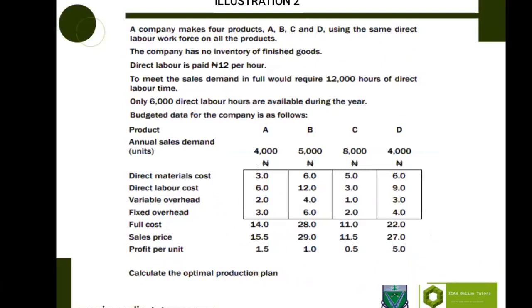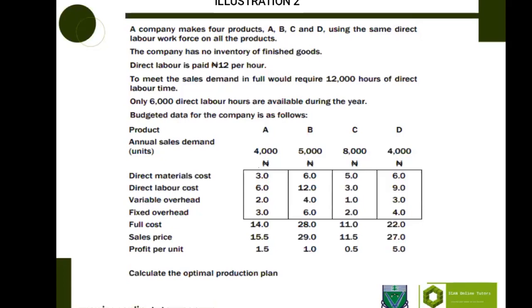I have a second illustration here on how to calculate on a key limiting factor. A company makes 4 products A, B, C, and D using the same direct labor workforce on all the products. The company has no inventory of finished goods. Direct labor is paid 12 naira per hour. To meet the sales demand in full will require 12,000 hours of direct labor time. Only 6,000 direct labor hours are available during the year. Budgeted data for the company is as follows: products A, B, C, D, annual sales demand, direct material cost, direct labor cost, variable overhead, fixed overhead, full cost, sales price, profit per unit.